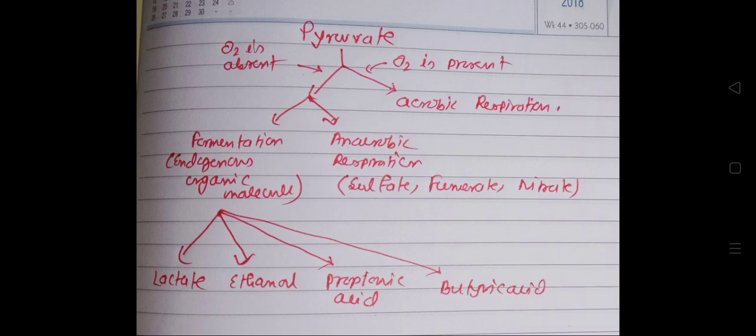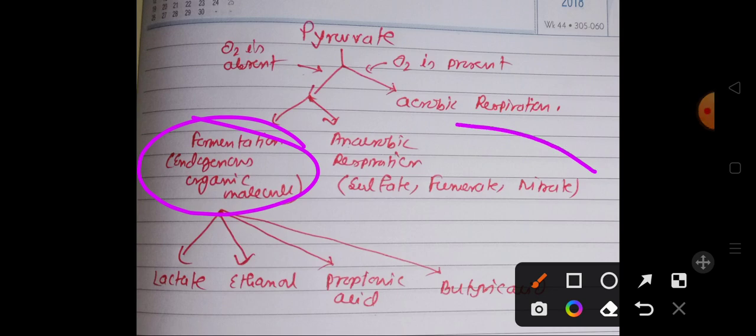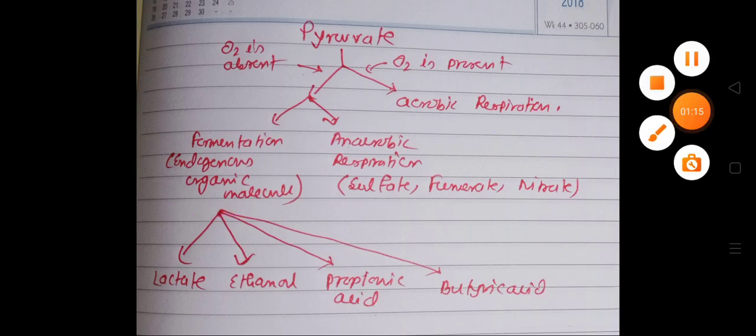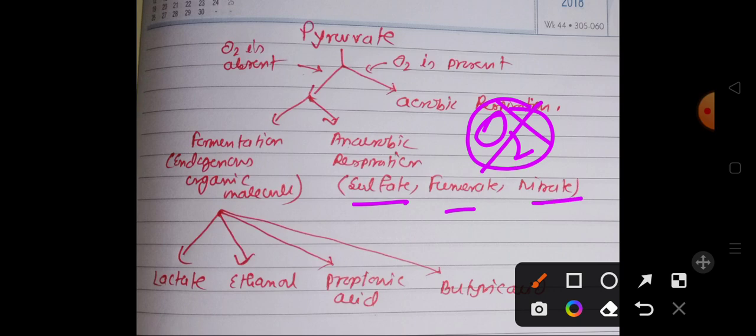And in the absence of oxygen there are two kinds of things that can happen. One is fermentation, another one is anaerobic respiration. Now you may ask, what is the difference between fermentation and anaerobic respiration? So anaerobic respiration uses anything except oxygen as the terminal electron acceptor. It may use sulfate, it may use fumarate, it may use nitrate.